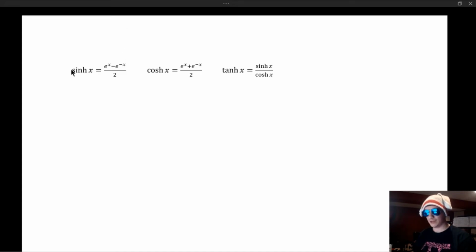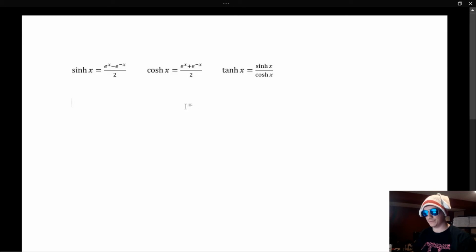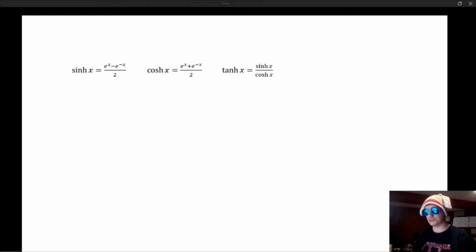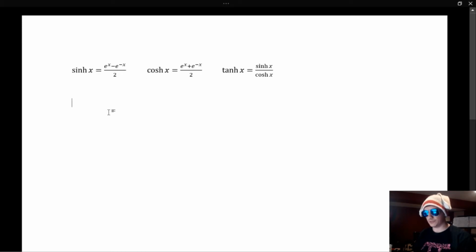So we have the definitions of the hyperbolic trig functions. Just as a reminder, we're only going to be going over the few, and you'll see why in a bit. So starting off, compound variable formulas.